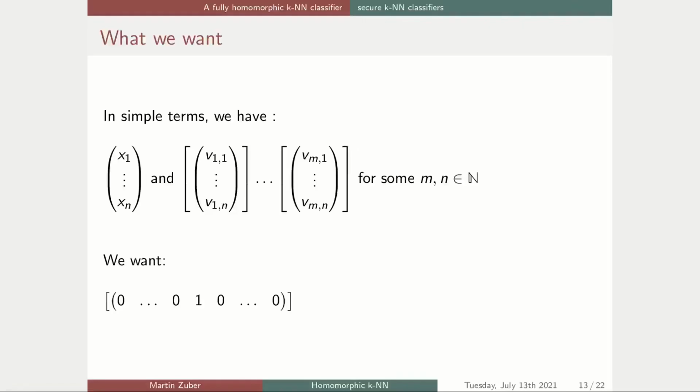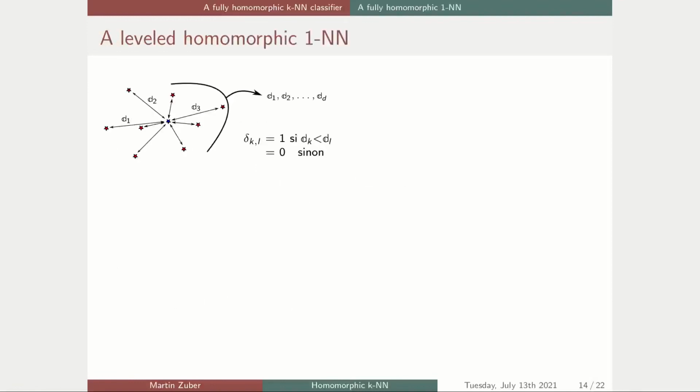So in simple terms, what we have is one clear vector, which is the new vector to be classified, and a bunch of encrypted model vectors, which corresponded in our case to the voters that were already affiliated. And what we want is an encrypted vector with a whole lot of zeros and just k ones at k indices, which are the indices of the k nearest neighbors. First, let me present a leveled homomorphic one nearest neighbor computation.